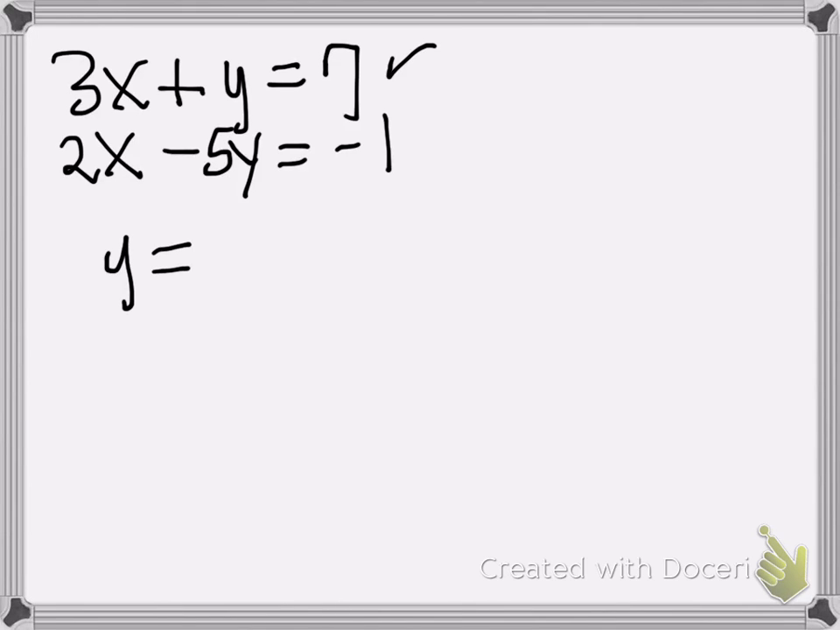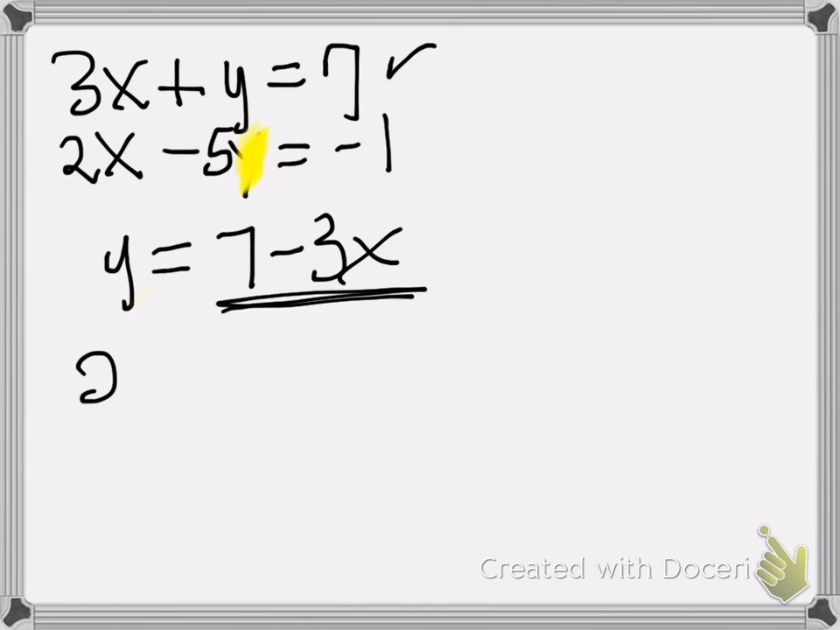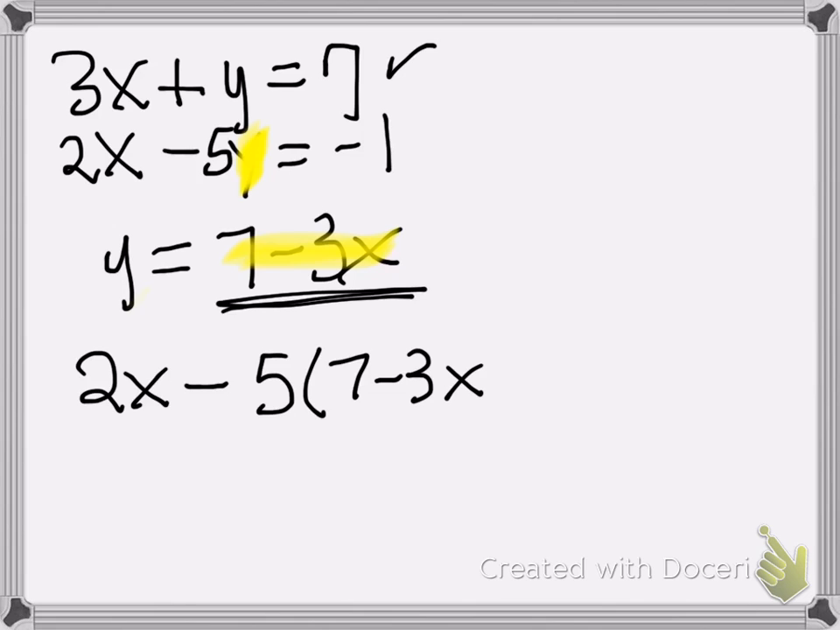All you have to do is to move the 3x over. Now y is by itself. So at this point, you're going to take this right here and plug it back up into your other equation right there in place of that y, because this says y equals, so you're just going to replace it. Right, so we're going to say 2x minus 5 times, what does y equal? Y equals 7 minus 3x. So that's what I'm going to put in place of y. And then I just finish out the rest of the equation.